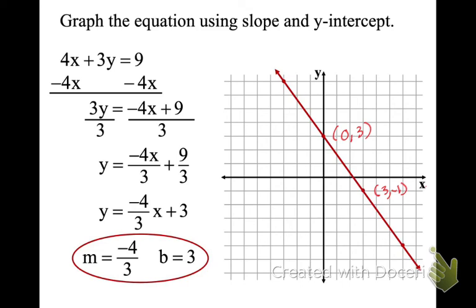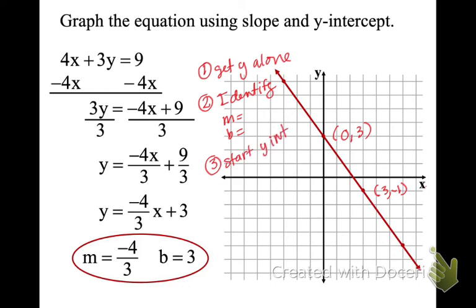So step 1, get y alone. Step 2, identify the m and the b. Step 3, start at the y-intercept. I'll put this off on the side. And then step 4, you're going to rise over run your slope to multiple points.